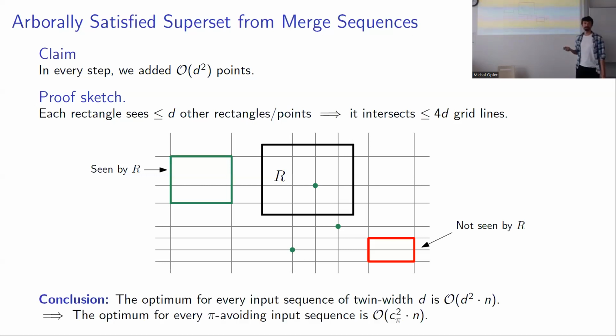So d squared, so how come this is linear? Because it's for bounded twin-width, right? So we assume that d is a constant. In particular, for a pattern pi, we get that for every input sequence of twin-width d, the cost of this offline dynamic DST is at most d squared n. And therefore, for every pi-avoiding input sequence, the cost is bounded accordingly. Okay, so that was the whole first problem.